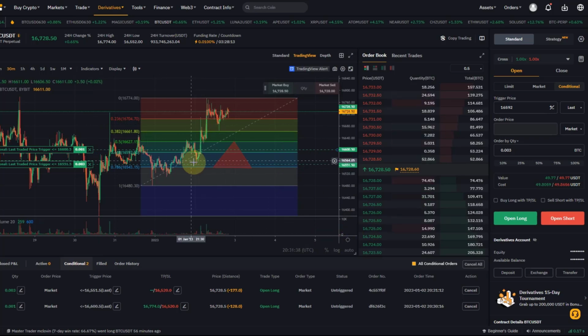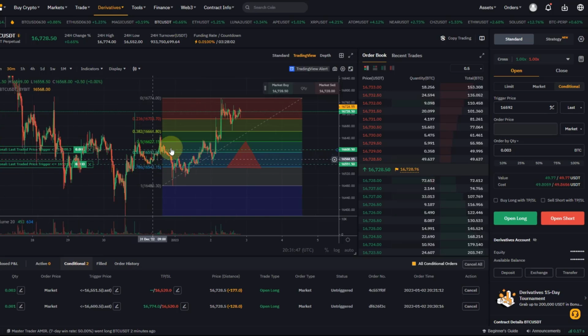And I will cancel them now because I don't want to do this, but that's sort of how you can do it. And the advantage of this is that you can set a stop loss straight away, even though the order hasn't even triggered yet. I find that quite attractive. It's quite convenient how they do that here on Bybit.